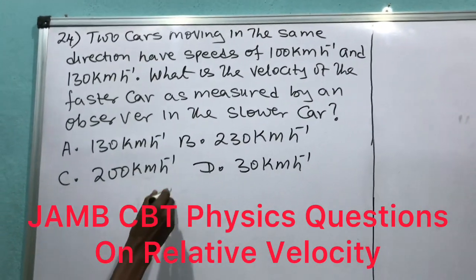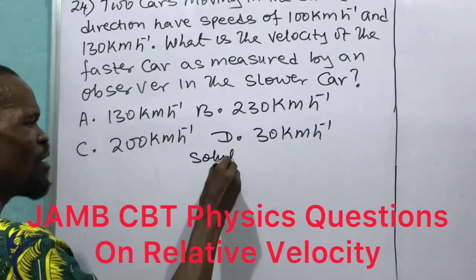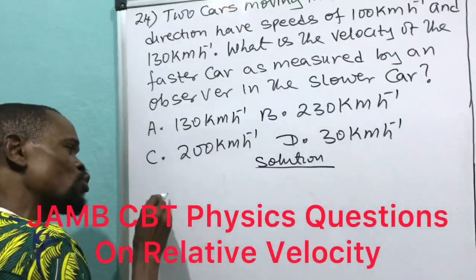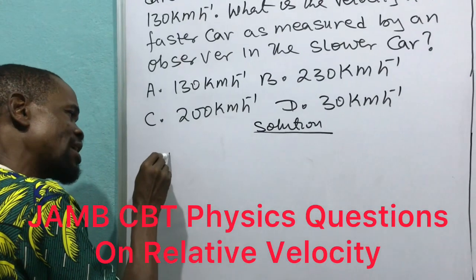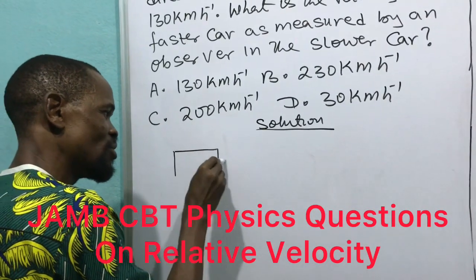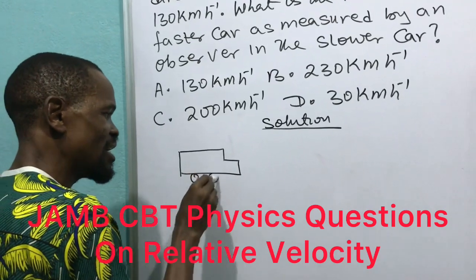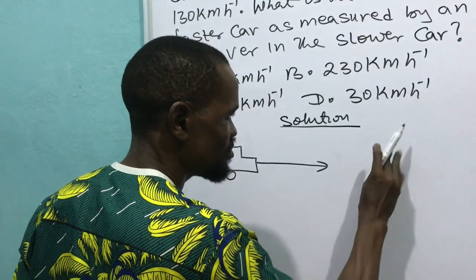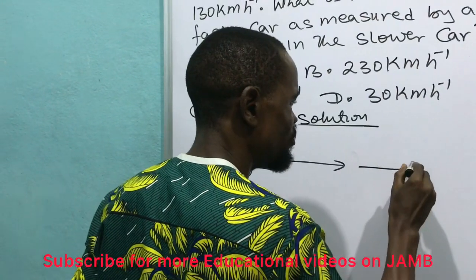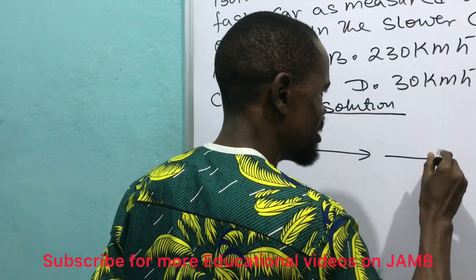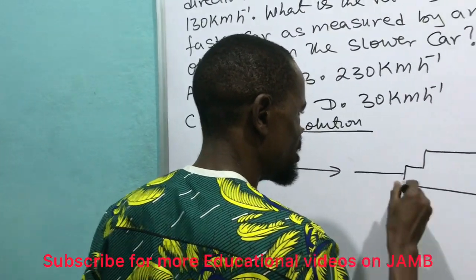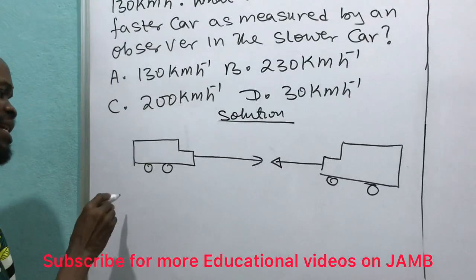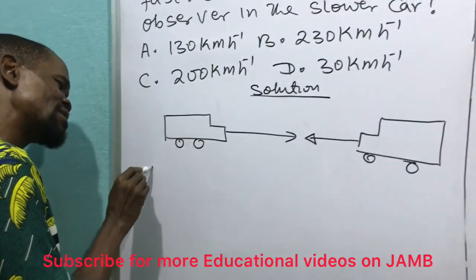We have to recall our relative velocity. If two cars are moving in opposite directions, look at this car moving this way, and another car moving the opposite way. They are opposing themselves.